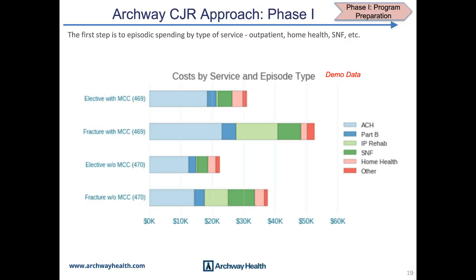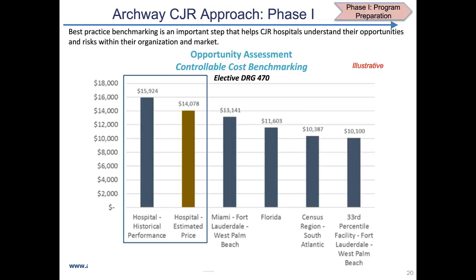And then once that's understood, doing some benchmarking around where those costs are, where you stand as a hospital, or your system stands relative to your pricing and others in the market. So this is just looking at the controllable costs. We've stripped out the DRG payment. There's opportunity in the inpatient side. Generally, we focus first on the post-acute opportunities, as Fred said. So this is looking at post-acute, what the costs are and how that compares to the hospital's price and to the others in their marketplace.